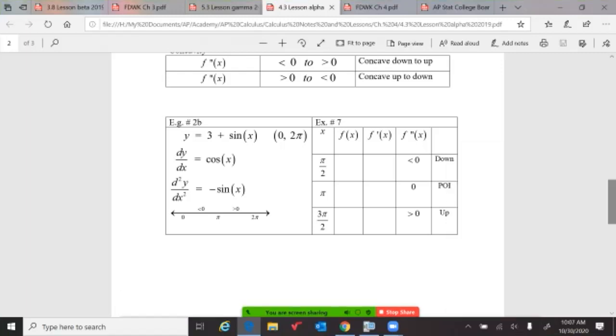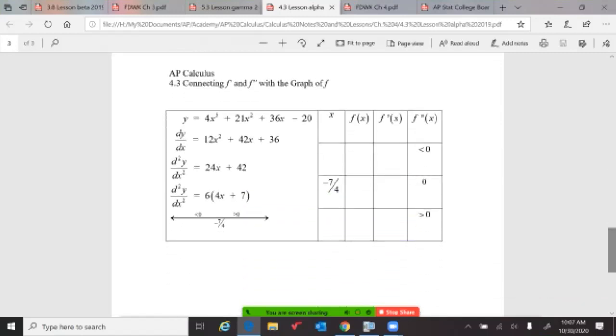All right, so let's look at 7. Now, just think about this before you start writing. The parent graph is a cubic. The derivative is a quadratic. So the second derivative is going to be linear. So what makes this thing 0? Factor out the greatest common factor of 6, so this equals 0. Adding a -7 to both sides and dividing by 4, you have -7/4.